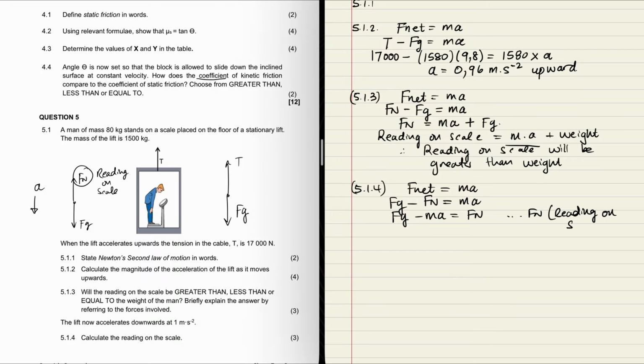Reading on the scale. Now, the force of gravity is going to be the mass of the man, so the mass of the man is 80, times the acceleration due to gravity, 9,8, minus the mass of the man, 80, times the acceleration of the man in the lift, which is 1 meter per second squared. So 1. And that's equal to Fn. So Fn is going to equal 704 newtons. In other words, he's going to feel lighter because he's accelerating downward.